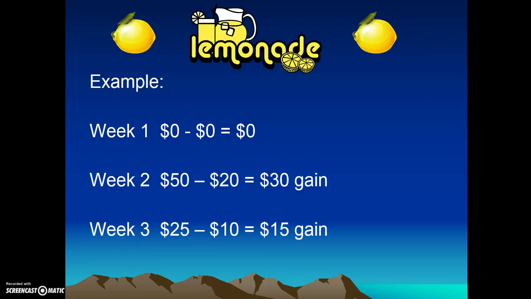Excellent work. So this is what it would look like. In week 1, we had no revenue and no expenses, even though we spent $40. Week 2, we had $50 of revenue, $20 of expenses, so we had a gain, or what we know as net income, of $30. And week 3, we had $25 of revenue minus the $10 of expenses, so we had $15 of net income there.